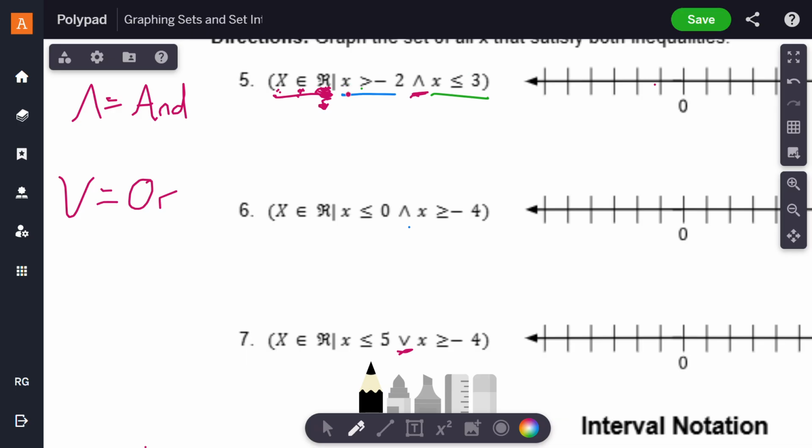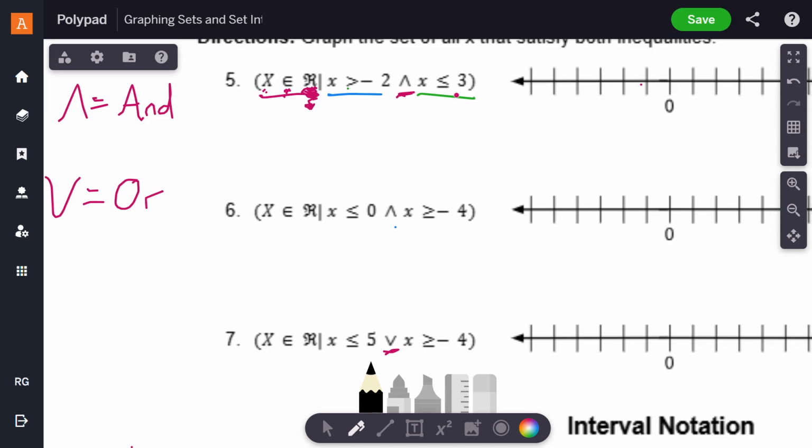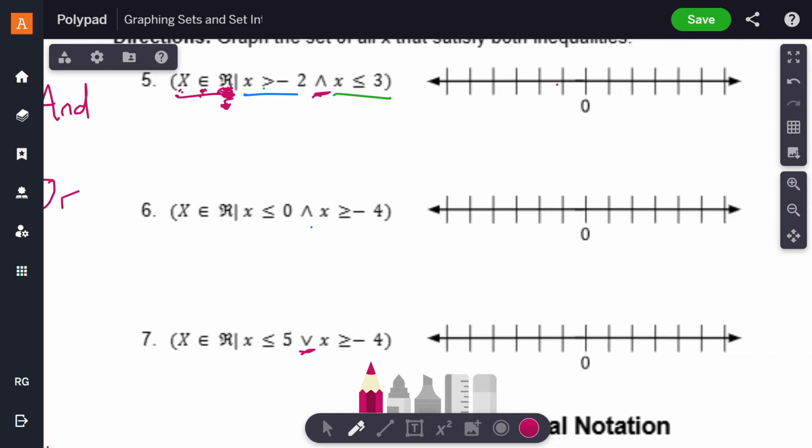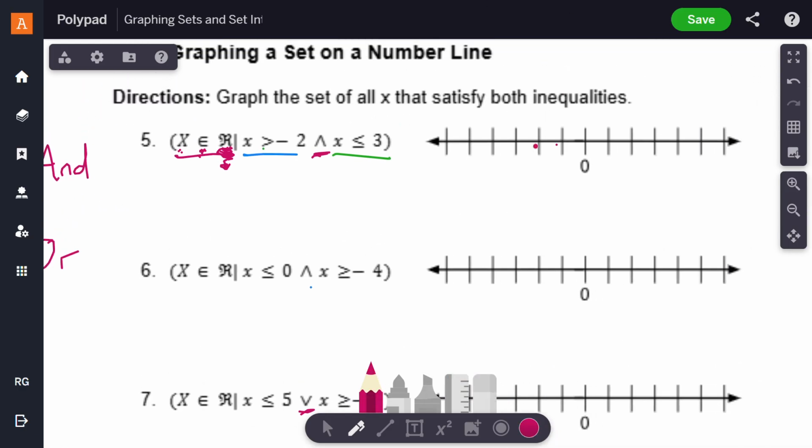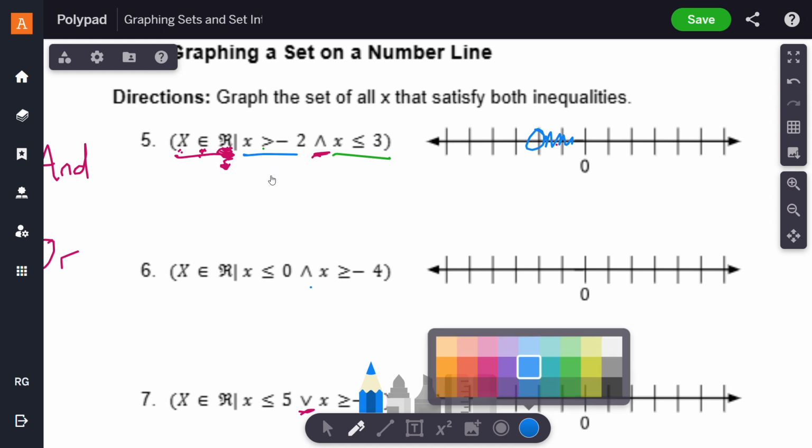So x has to be any number that's greater than -2, and it has to be less than or equal to 3. So let's go ahead and graph that to see what that looks like. So we're going to go to our number line. Let's start with our first inequality in blue. x is greater than -2. There's no bar under the greater than sign, so we're going to use an open circle.